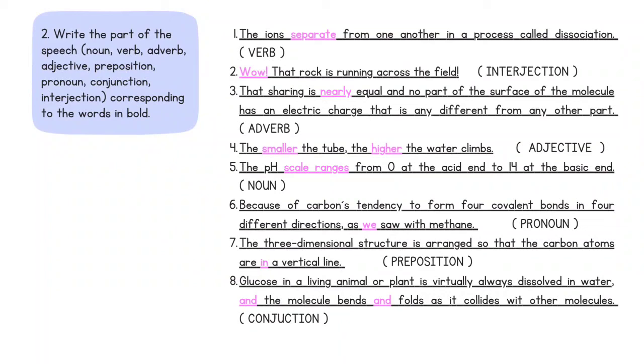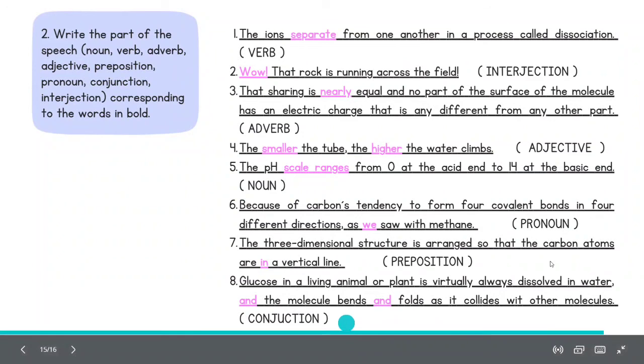Number 5. The pH scale ranges from 0 at the acid end to 14 at the basic end. The answer is noun. Number 6. Because of carbon's tendency to form 4 covalent bonds in 4 different directions, as we saw with methane. The answer is pronoun. Number 7. The 3-dimensional structure is arranged so that the carbon atoms are in a vertical line. The answer is preposition. Number 8. Glucose in a living animal or plant is virtually always dissolved in water, and the molecule bends and falls as it collides with other molecules. The answer is conjunction.